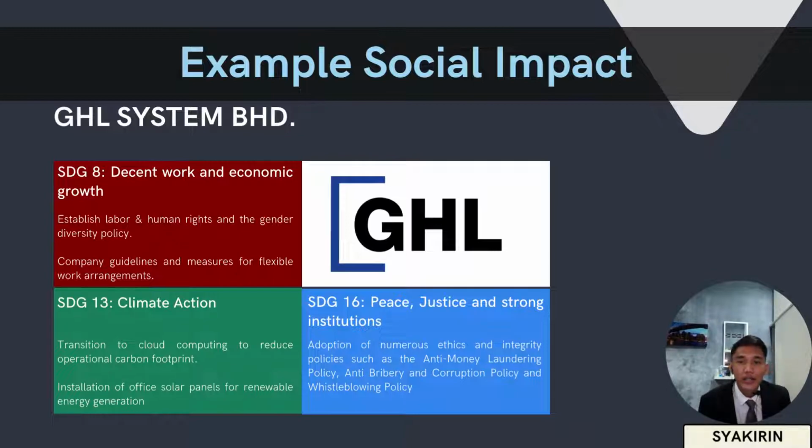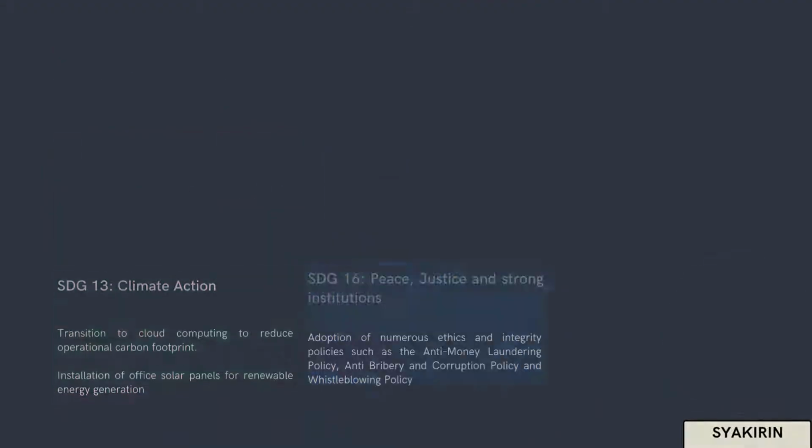Next, SDG 13, where the goals are climate action. JSL has made a transition to cloud computing to reduce operational carbon footprint. They also install office solar panels for renewable energy generation. Last but not least, SDG 16, where the goals are peace, justice, and strong institutions. JSL adopted numerous ethics and integrity policies such as anti-money laundering policy, anti-bribery and corruption policy, and whistleblowing policy.